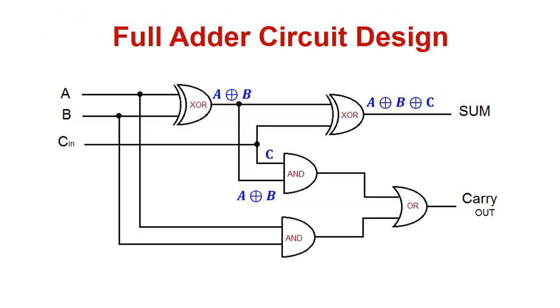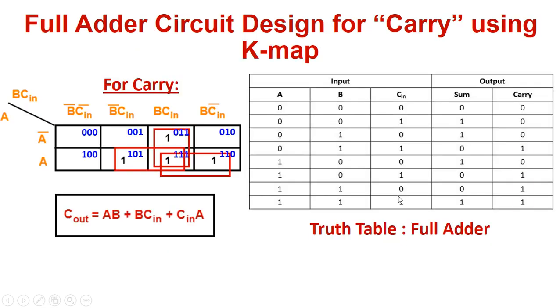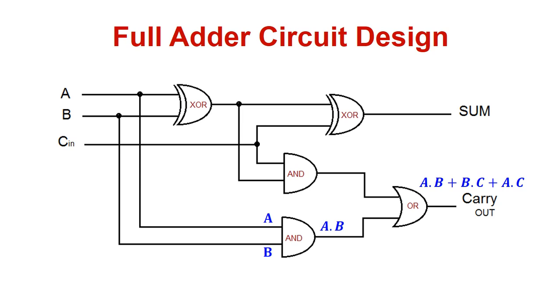Let us go back to the previous one. Over here the input is C and the other input is A XOR B, which will give us some output that will be given as an input to the OR gate. Finally with the help of that we will generate AB plus BC plus AC. So this is the way you can design the carry for the full adder.